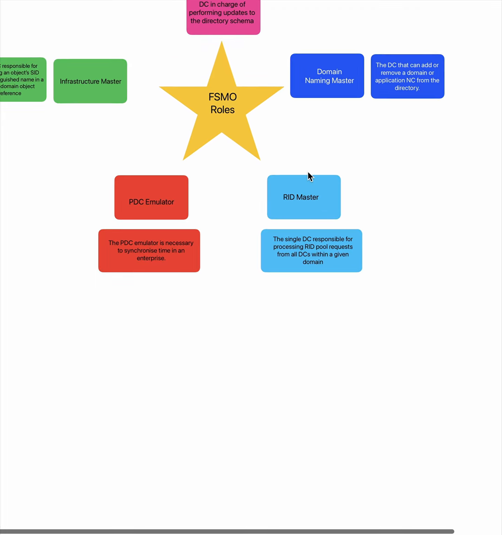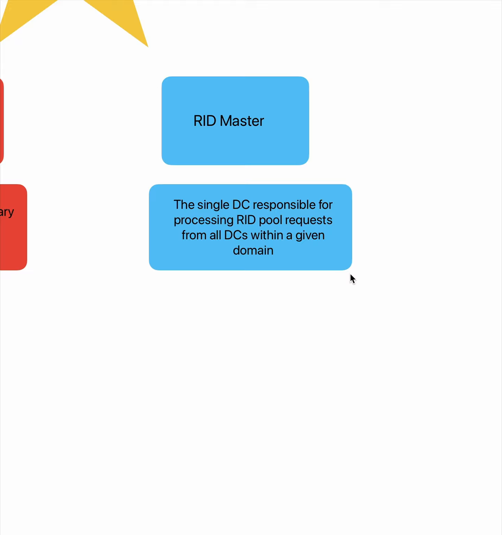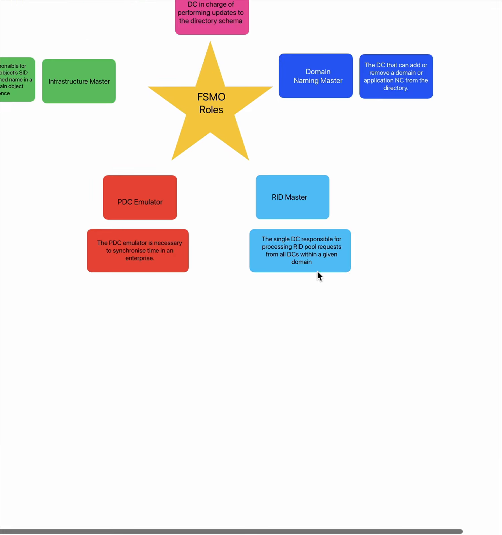Then we move on to the RID master. This is the single DC, the domain controller responsible for processing the RID pull requests from all domain controllers within a given domain. So this is the guy that's going to manage our RID pull requests. If you wonder what a RID is, relative identifier, that's what it stands for, relative identifier.